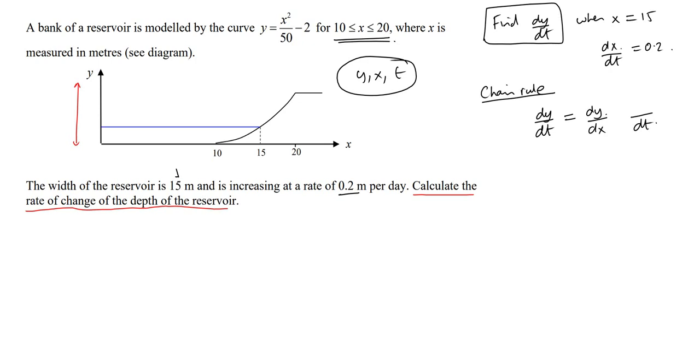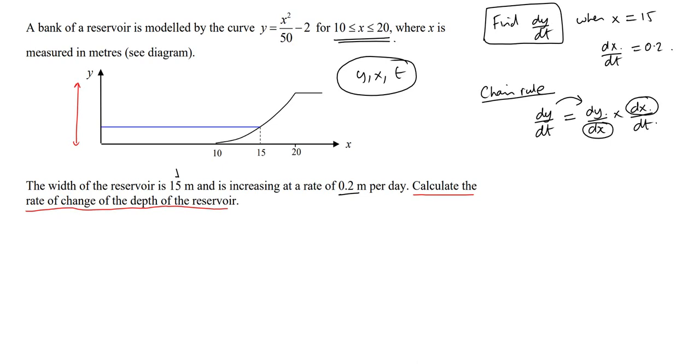The other variable is x, and so we can write the chain rule like that. The reason we can do that is because these two dx's actually cancel each other out, and so dy by dt is equivalent to that. That's how the chain rule works.